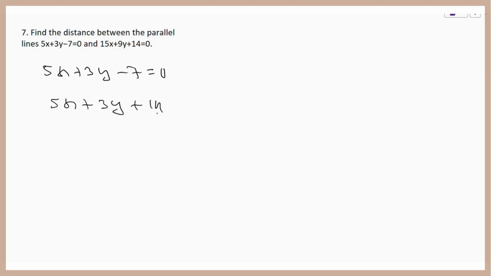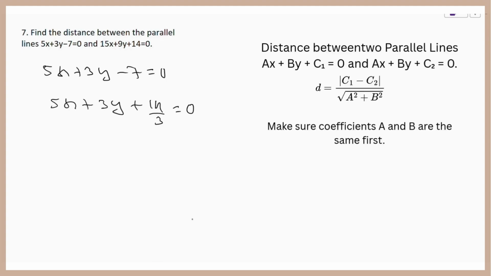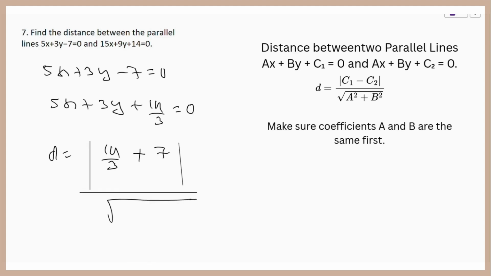And this would give you 14 divided by 3 as 14 over 3, and 0 divided by 3 is this. Now from here we can see that this is our A, this is B, this is C1, and this is C2. So applying the distance formula, I'm going to take this as first and this as second. So this is 14 over 3, minus of minus 7 is positive 7, and that whole divided by under root A square plus B square. A is 5, so this is 5 square, and B is 3, this is 3 square.